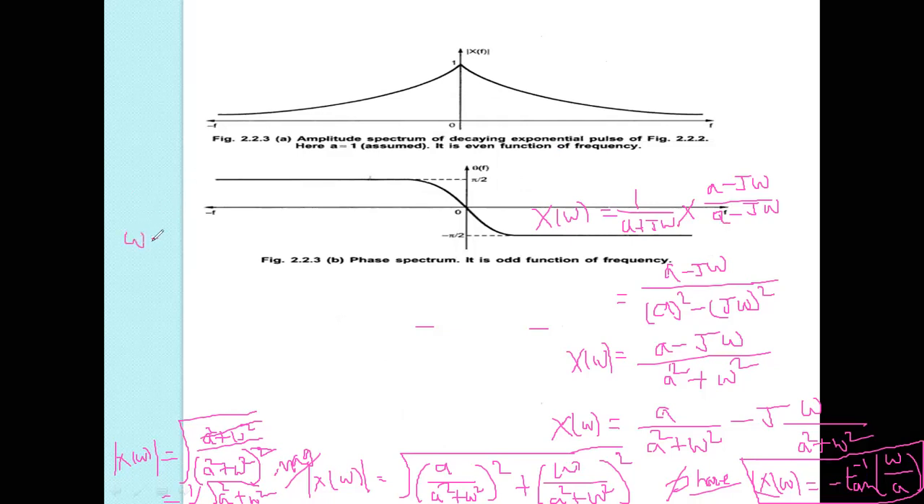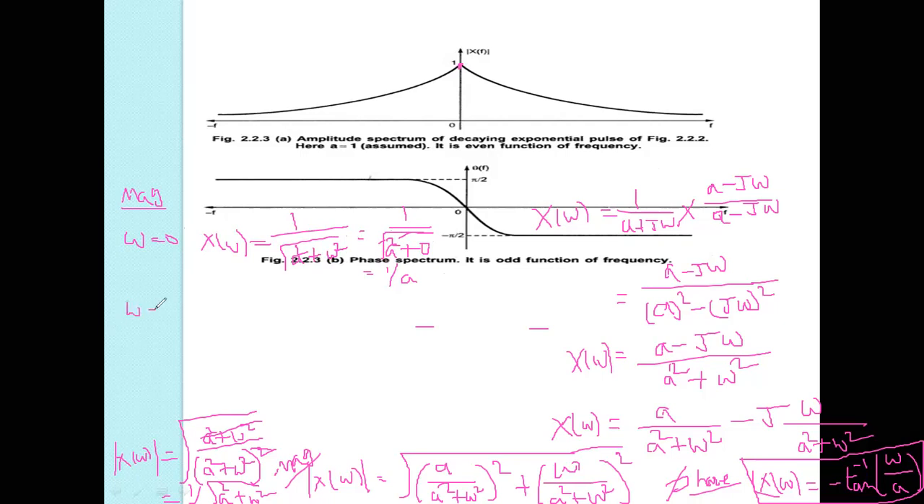Omega is equal to 0 for the magnitude spectrum, my dear students. What is the value here? X of omega is equal to 1 by under root of a square plus omega square. That is equal to 1 by under root of a square plus 0, so the under root and square get cancelled. It is 1 by a. Let us say A is equal to 1. At 0, the value is 1.